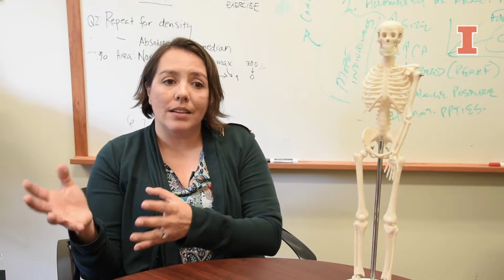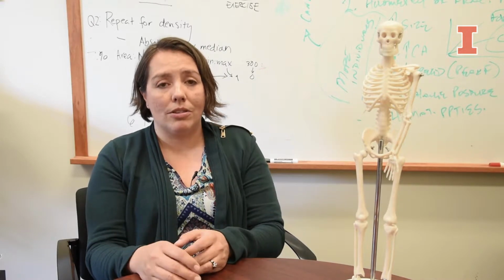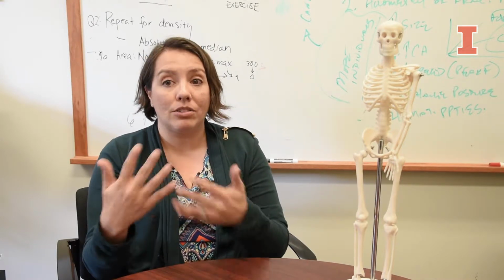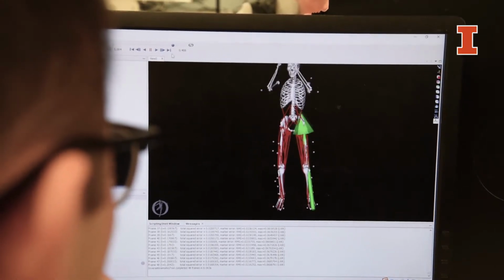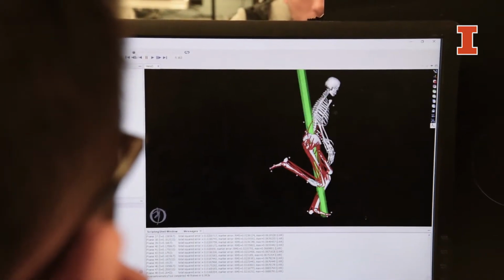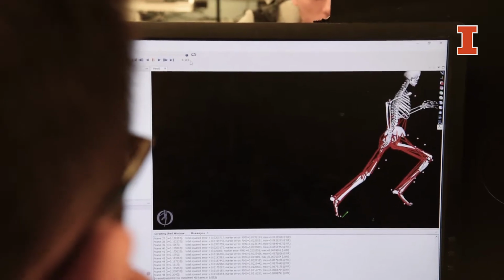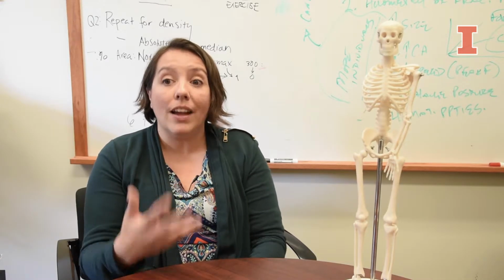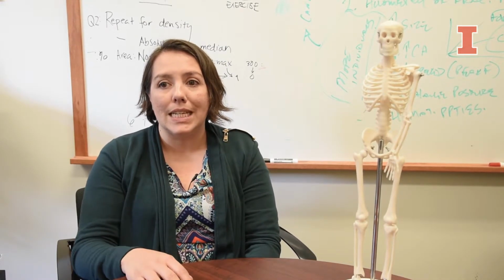The gait data gets turned into a musculoskeletal model that lets us actually predict what the muscle forces are dynamically during the task of interest, and then we can combine those two together to then get an idea of what the mechanical strain in the bone is using finite element models based on those CT data.